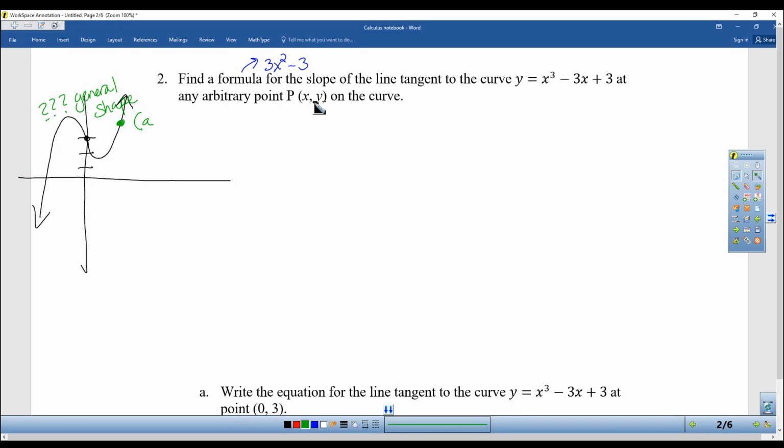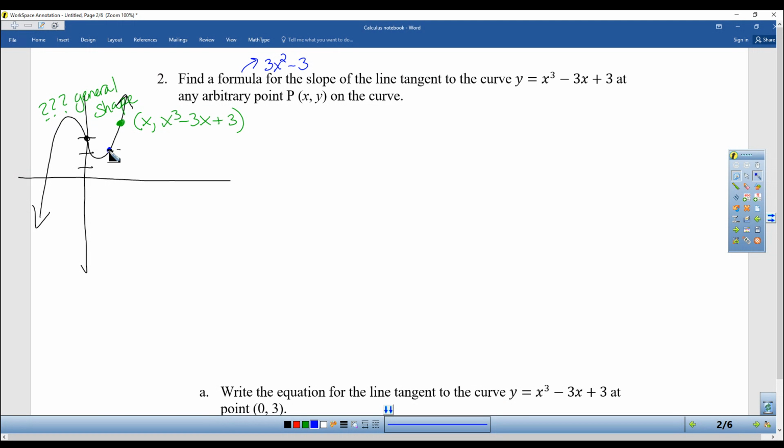Actually, I see now they wanted to know at the point x, y. So I'm going to write it as x. Little change now. And x cubed minus 3x plus 3. That would be my first point.